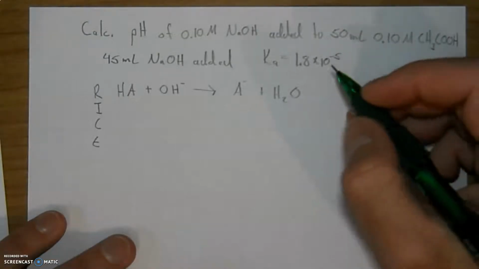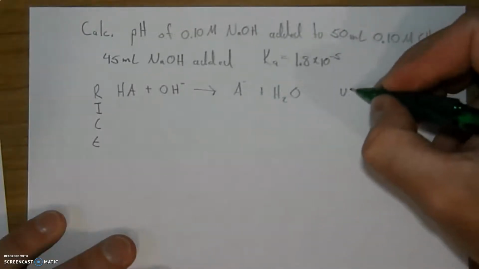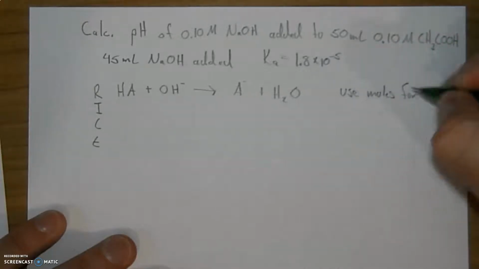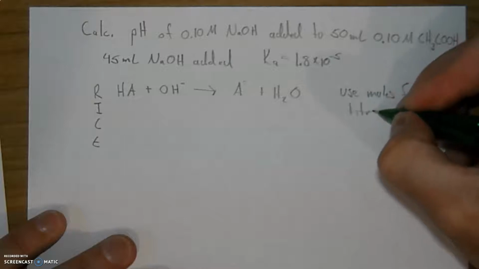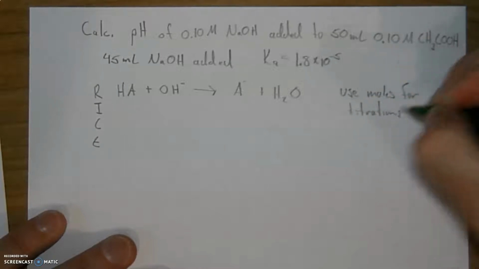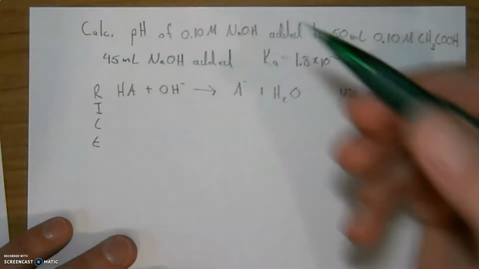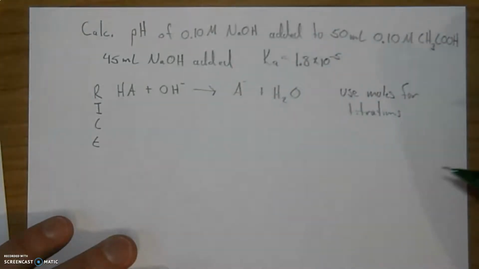Now, based upon having two different things that we're adding, we need to do this problem a little differently. We're going to use moles. Use moles for titrations because the total volume is going to change based upon how much I add, and therefore that is going to affect the concentration of these two things. So it's initially a reaction.